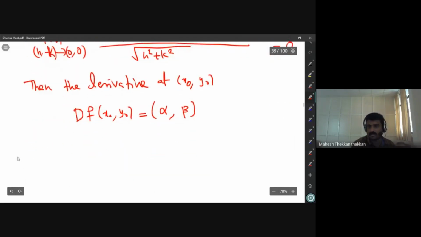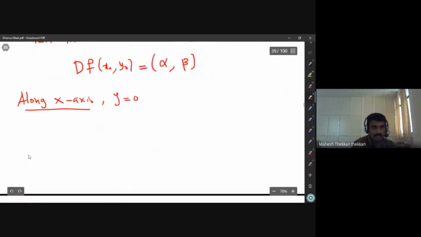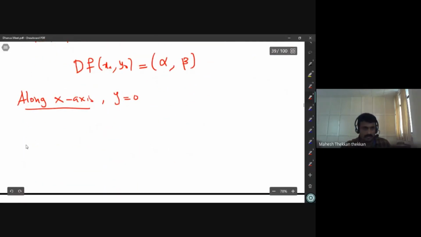So what will I get? Suppose I am looking along the x-axis. What happens? There y is always 0, right? Y is always 0. Then what happens to this value? So I have to look at the limit as (h, k) tends to (0, 0) along the x-axis.